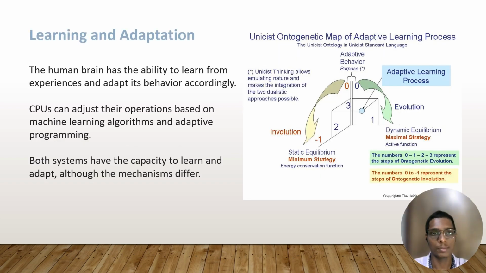Learning and adaptation. The human brain has the ability to learn from experience and adapt its behavior accordingly. CPUs can adjust their operations based on machine learning algorithms and adaptive programming. Thus, a CPU can recognize the object by an algorithm and machine learning. Both systems have the capacity to learn and adapt, although the mechanisms differ.